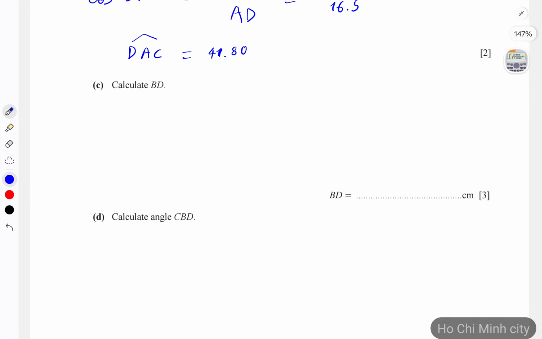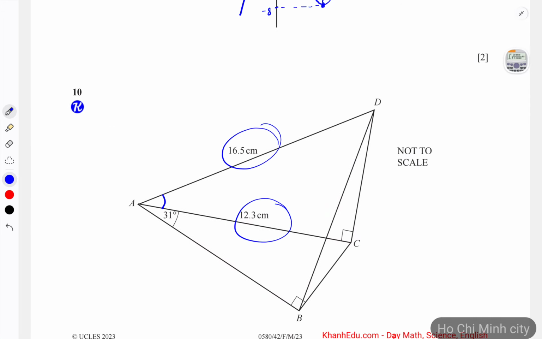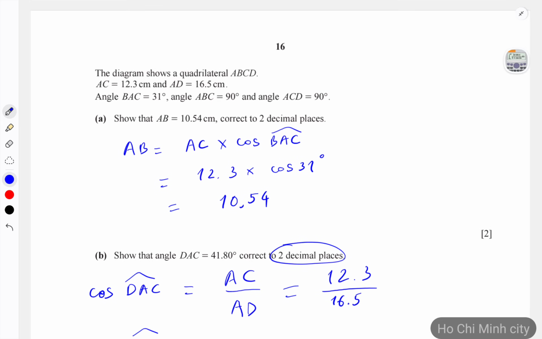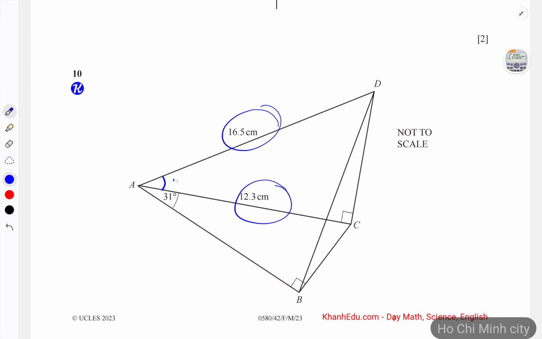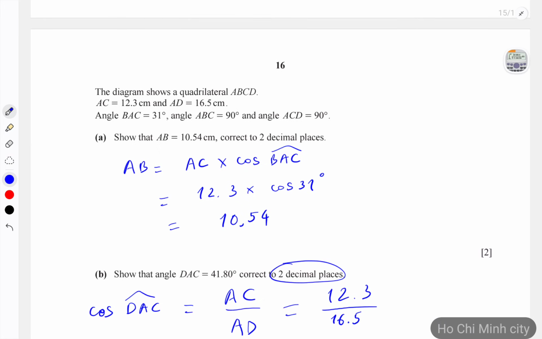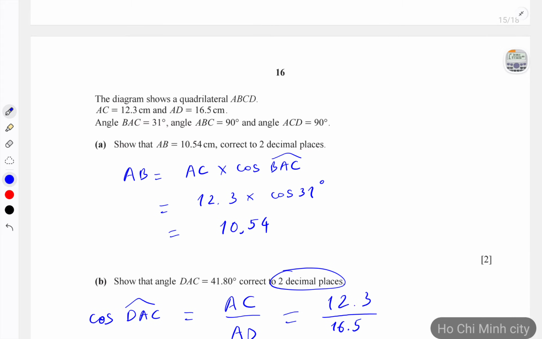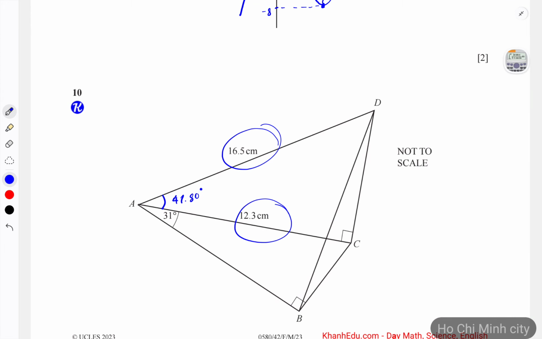The next one, calculate BD. All right, for the BD, we already know this angle. So this angle is 41.80 degrees. And in part A, we already know the AB is 10.54.